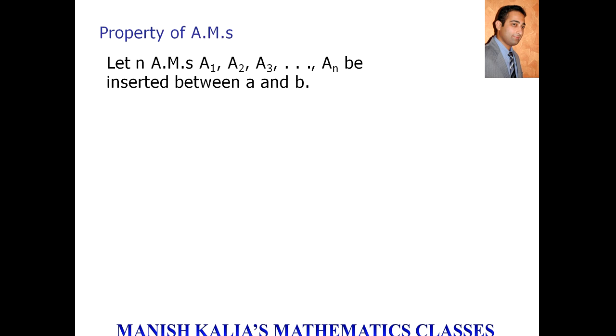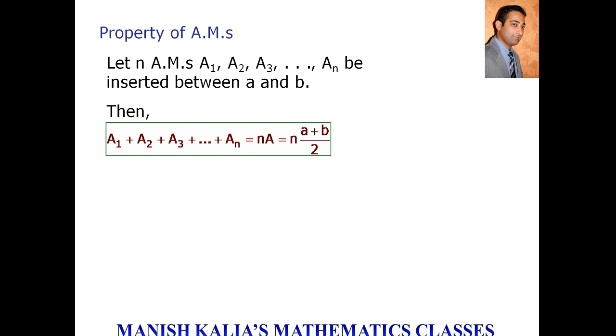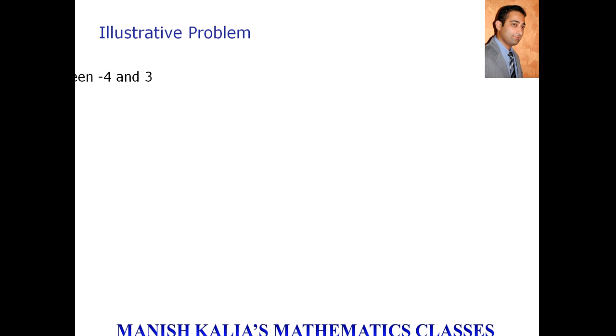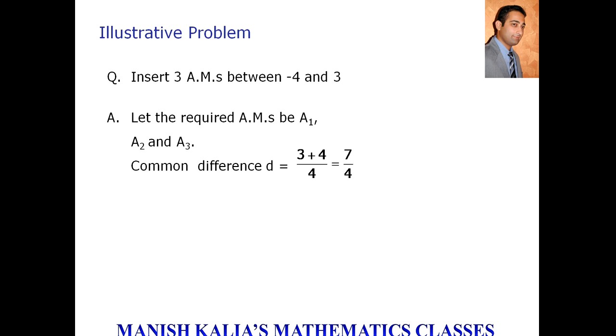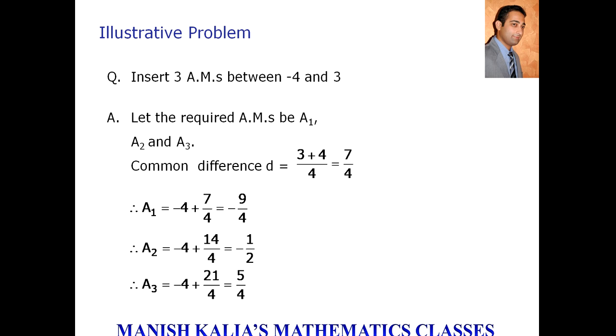Now the properties of arithmetic means. If a1, a2 up to an are n arithmetic means inserted between a and b, then the sum of all of these will be equal to n times the single arithmetic mean between the two numbers. Like the illustrative problem: insert 3 AMs between minus 4 and 3. First find the common difference, then a1, a2 and a3 in this way.